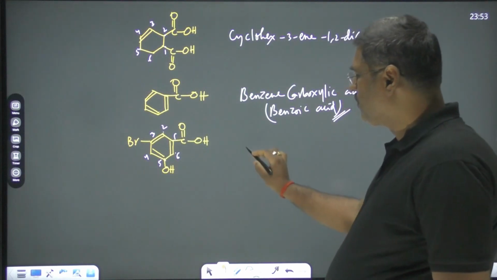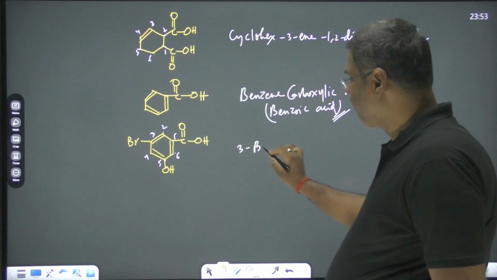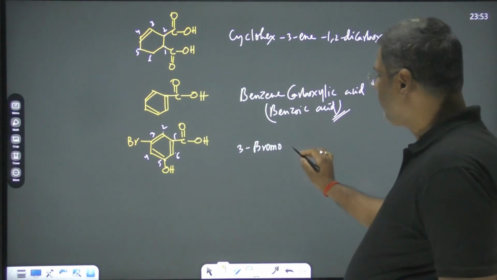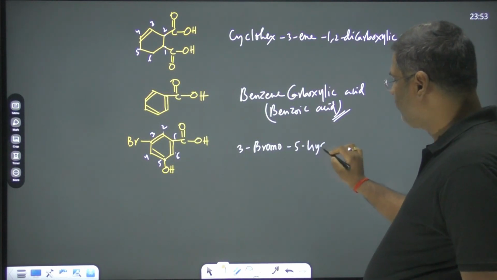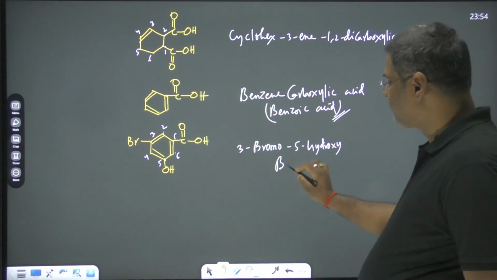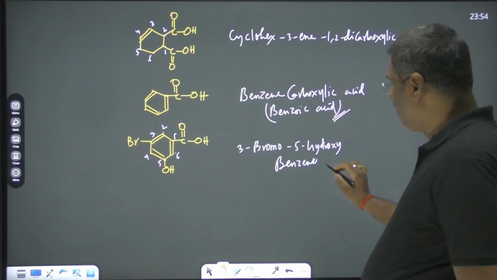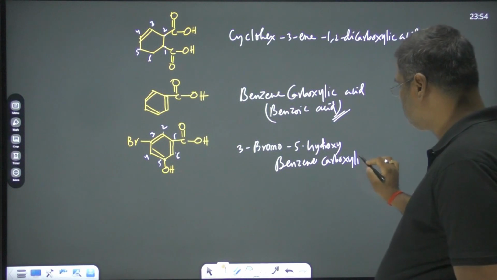And so what we do, we write here 3-bromo-5-hydroxybenzene carboxylic acid.